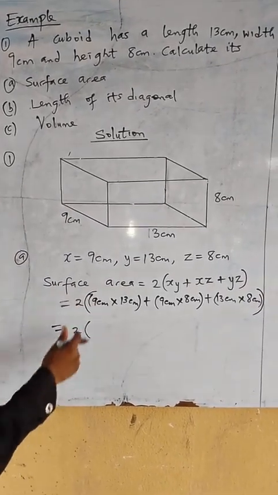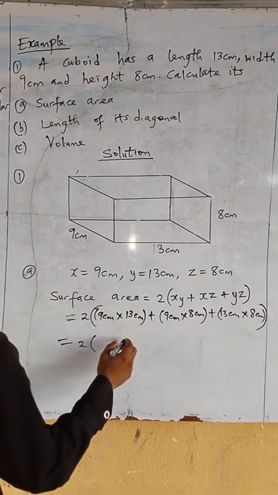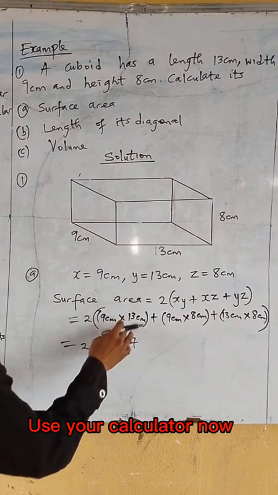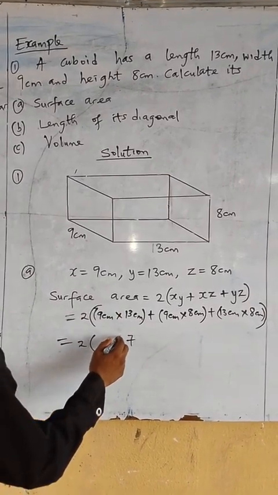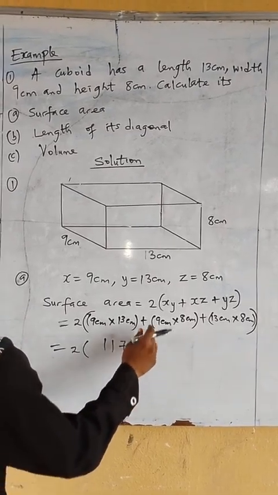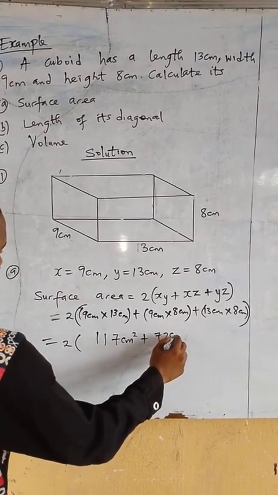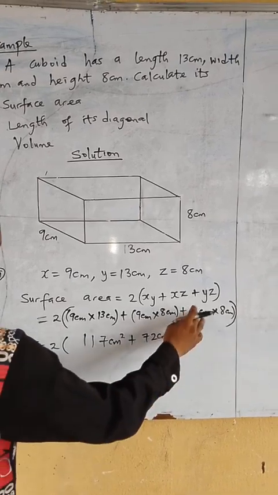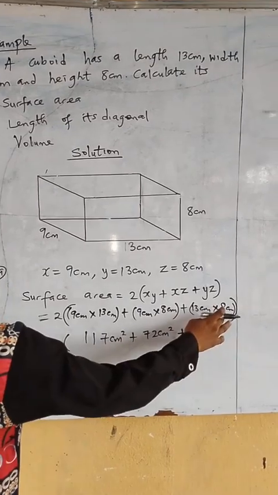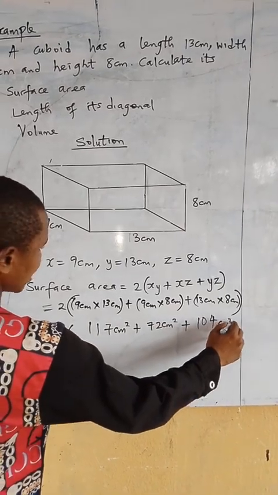So we are going to have 2 into 9 times 13. 9 times 3, that's 27. We keep 2. 9 times 1, that's 9 plus 2, that's 11, so 117 centimeter squared. Plus 9 times 8, that's 72 centimeter squared. Plus 13 times 8, 8 times 3, that's 24. We keep 2. 8 times 1, that's 8 plus 2, that will give us 104 centimeter squared.